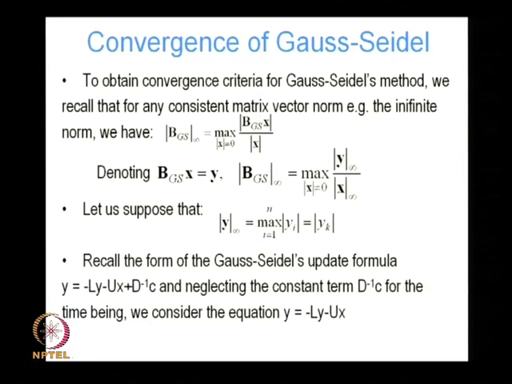Let us also recall the Gauss-Seidel update formula: y is equal to minus Ly minus Ux plus D inverse C, and let us neglect the constant term D inverse C for the time being. We consider the equation y is equal to minus Ly minus Ux. Why do we ignore the constant term D inverse C? Well, we are interested in the convergence of y. So, the constant term does not play a big role in the convergence.